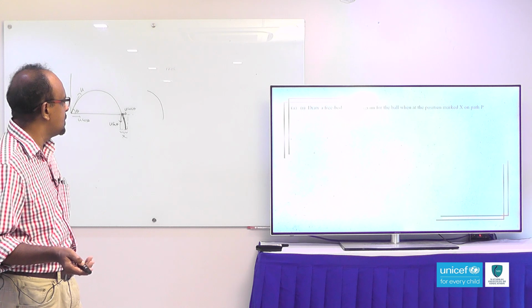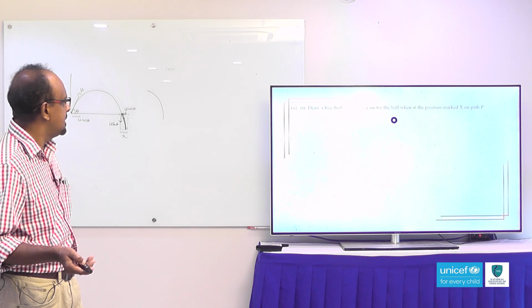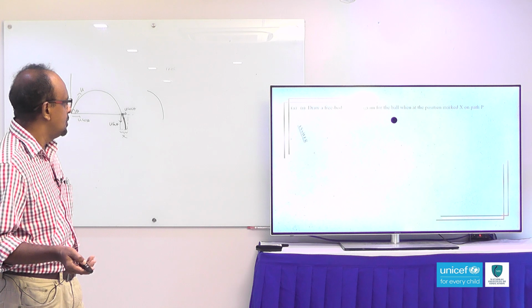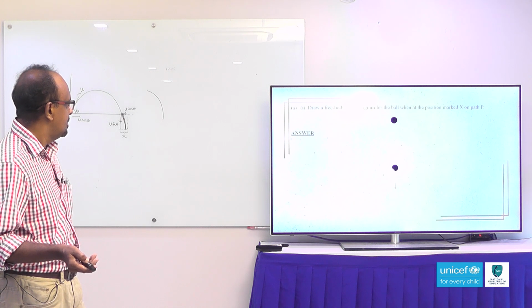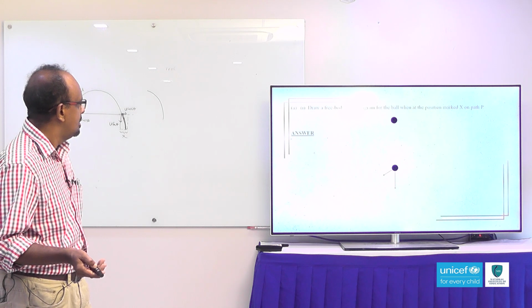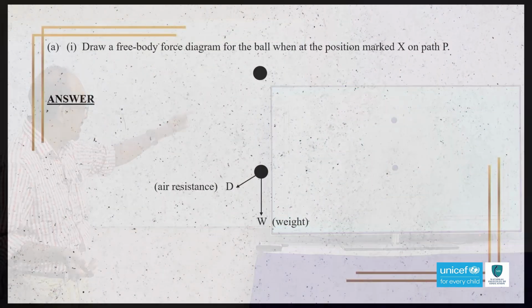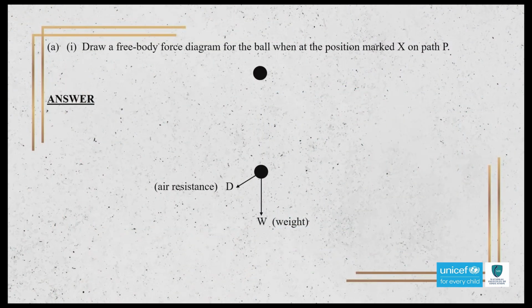You see what they ask in the question here. Draw a free body force diagram for the ball when it is at the position marked X. So, the ball in path P will experience weight as well as air resistance. Since it is moving in the tangential direction, the air resistance will be in the opposite direction. So, you have to mark two labeled force arrows.